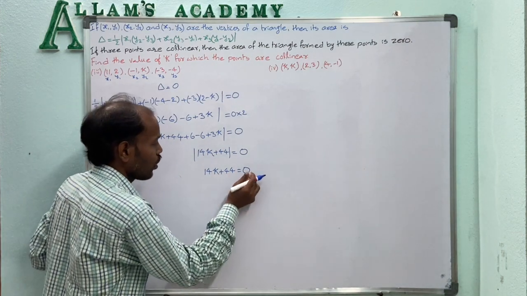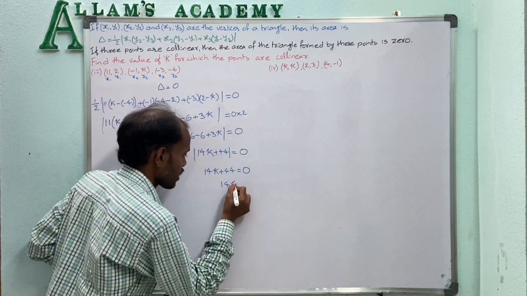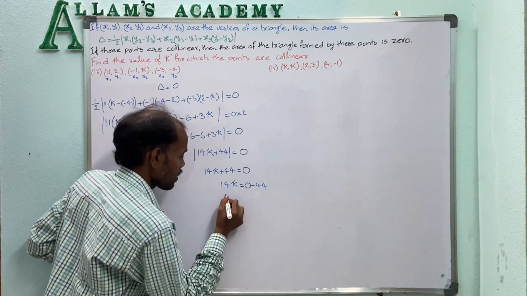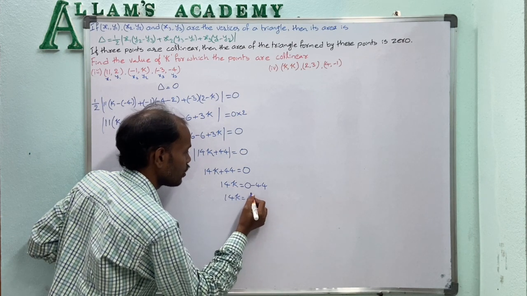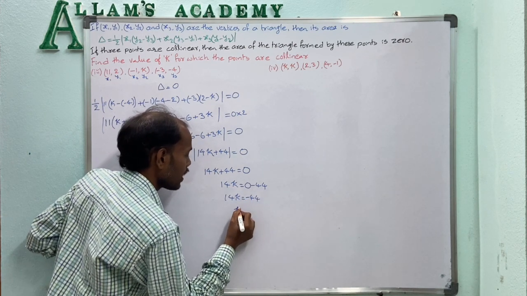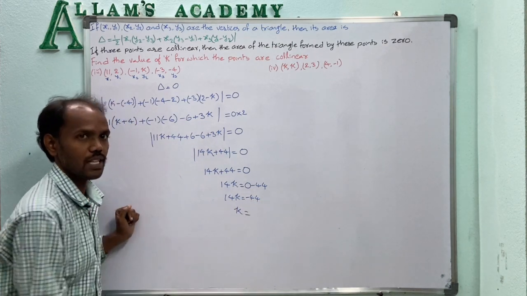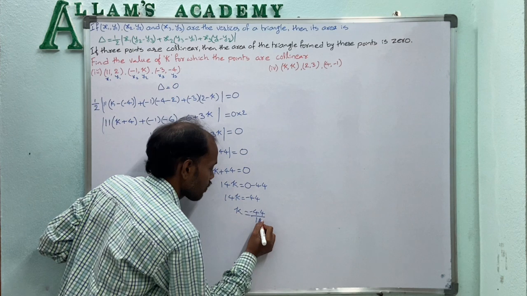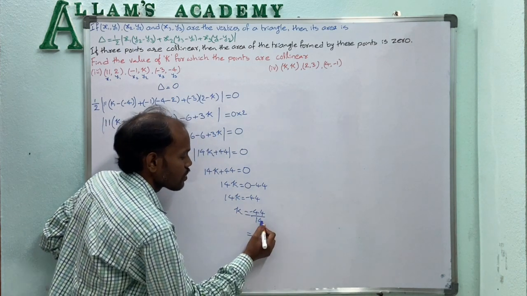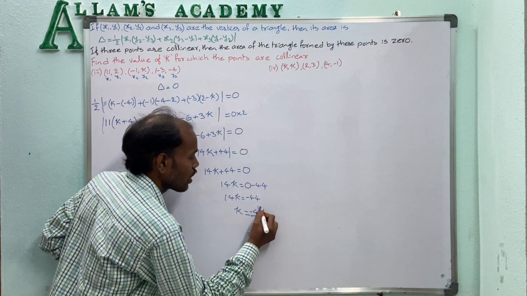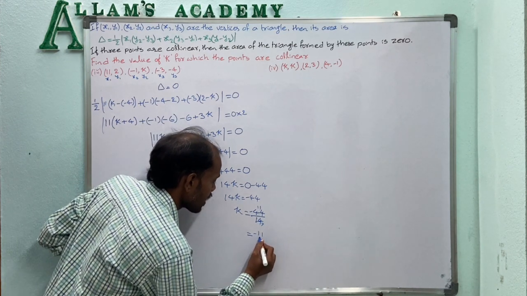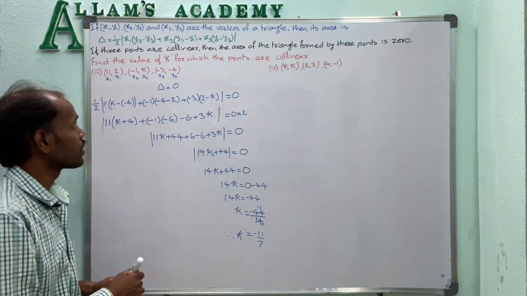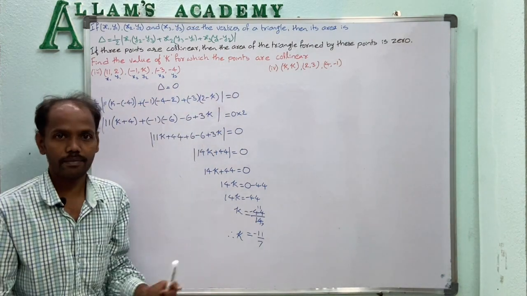Then plus 44 transfers to that side, minus 44. 0 minus 44 is equal to minus 44. Then the multiplication by 14 transfers to that side as division by 14. So minus 44 by 14. So 2 elevens are 22, 2 sevens are 14, that is minus 22 by 7. It is the value of k if the given points are collinear.